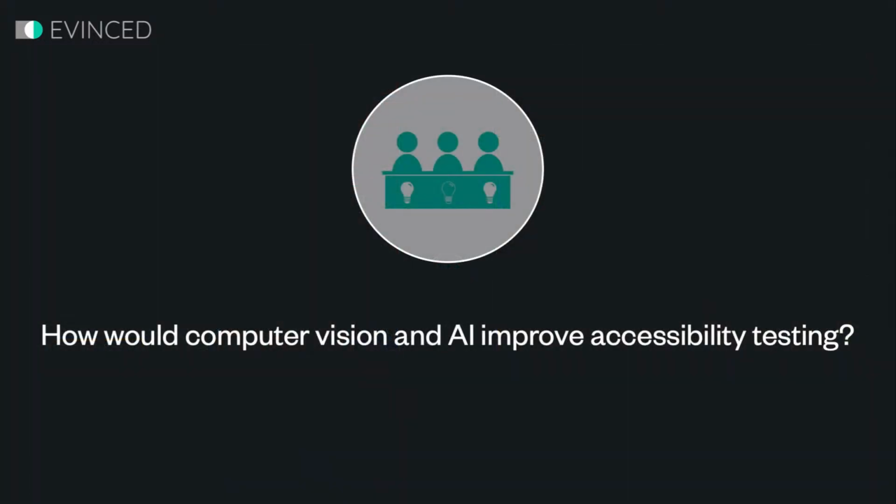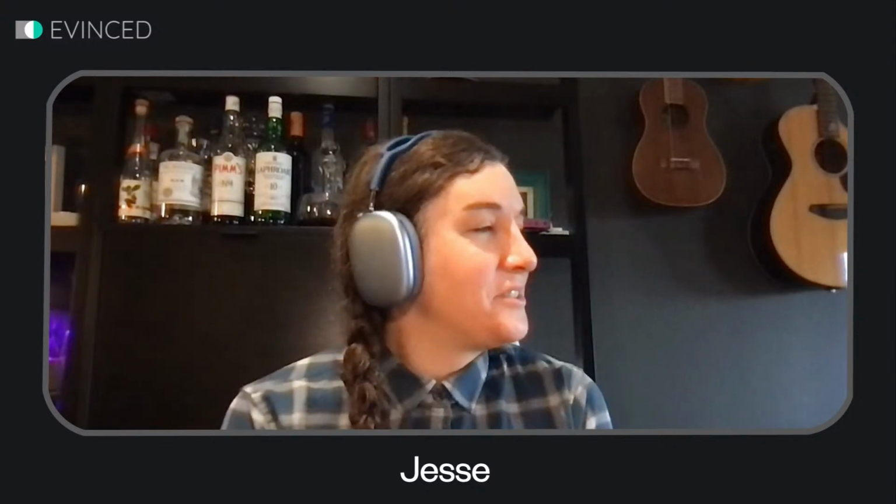Okay, well, it looks like I'm still frozen, so I might do some refreshing of my browser to fix that. But I think we can probably move on to our next question, which is about computer vision. So in your view, and we'll start with you, Jesse, how would computer vision and artificial intelligence improve accessibility testing, maybe in ways that we haven't already discussed? In ways we haven't discussed.